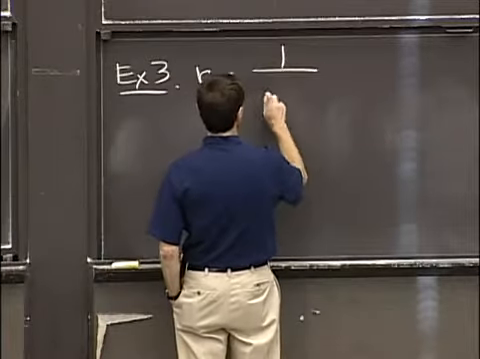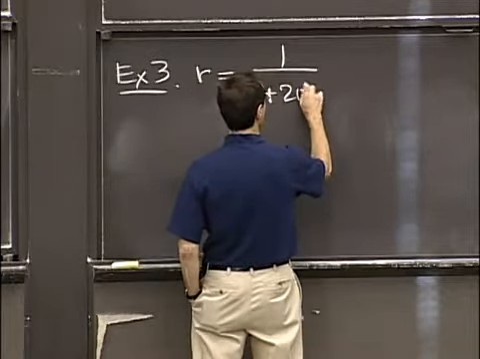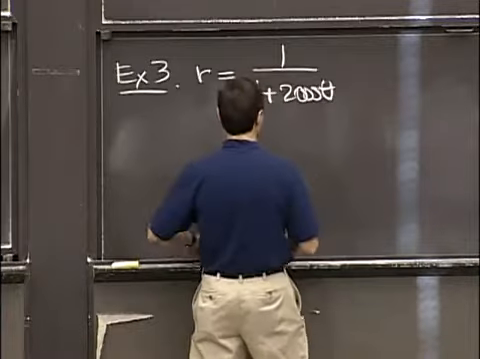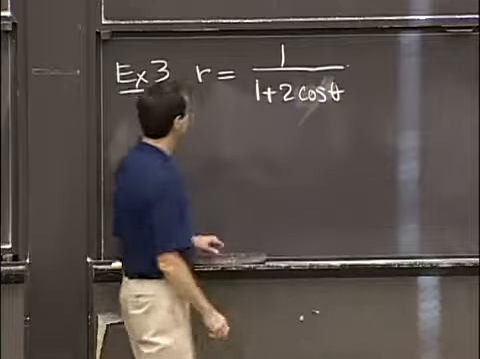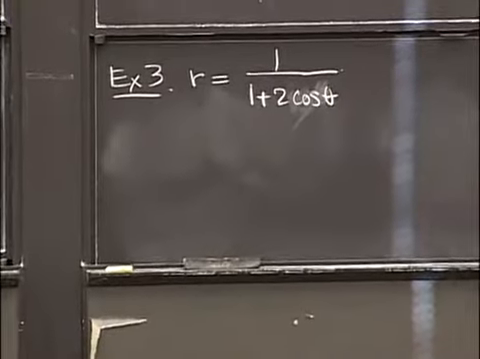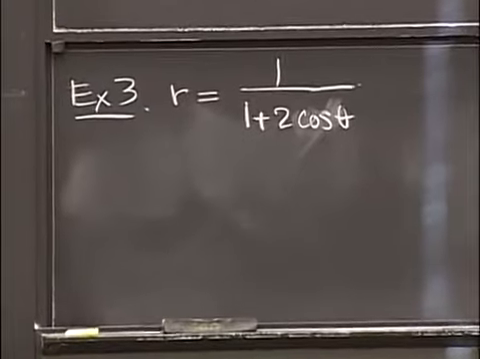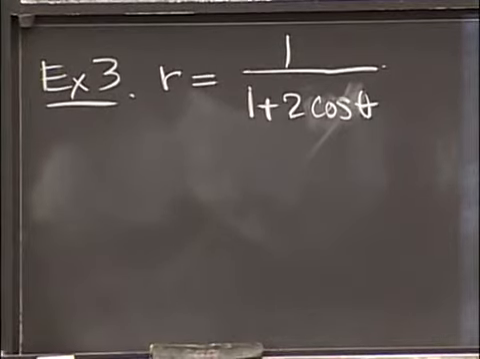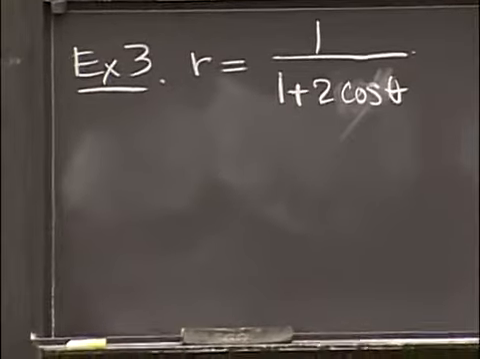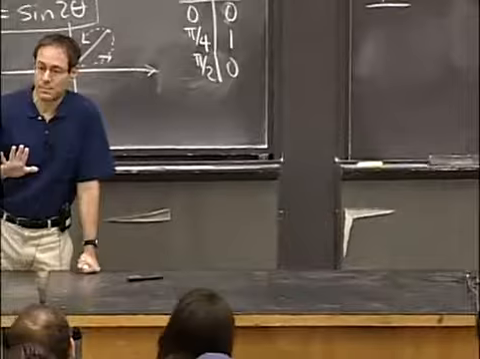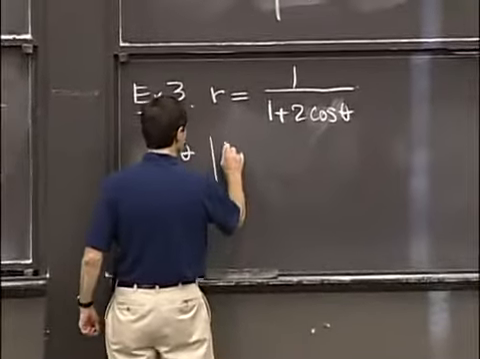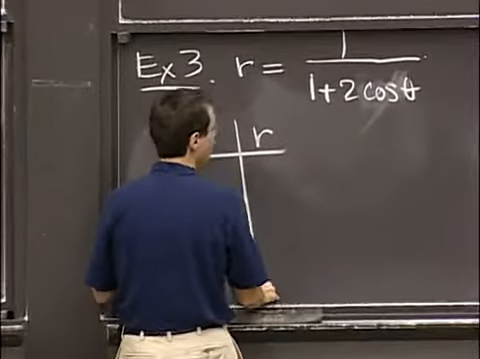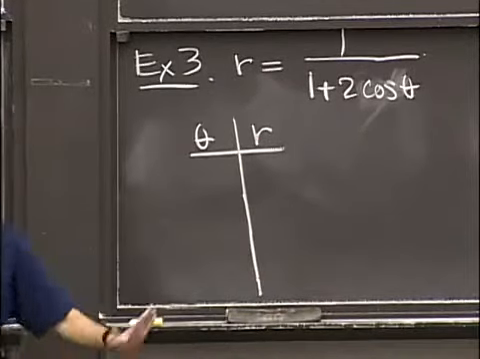We're going to discuss what happens with this function here. Sorry, that's not legible, is it? That's a cosine. r = 1/(1 + 2 cos θ). Now, the first thing I want to do is just take our time a little bit and plot a few points. So here's the values of θ, and here are the values of r, and we'll see what happens, and we'll try to figure out what it's doing.